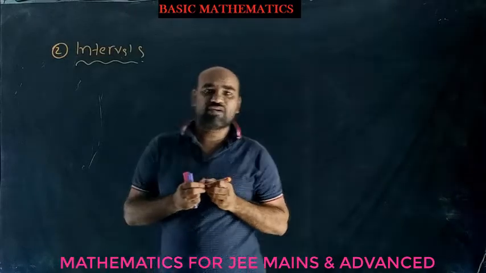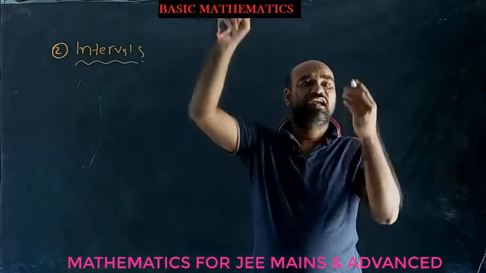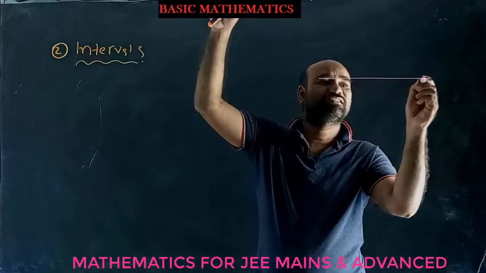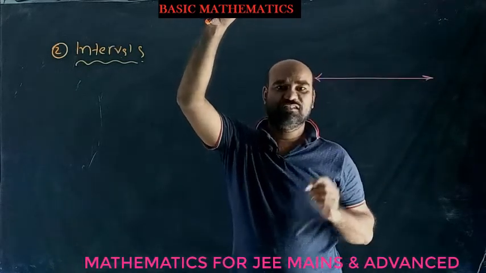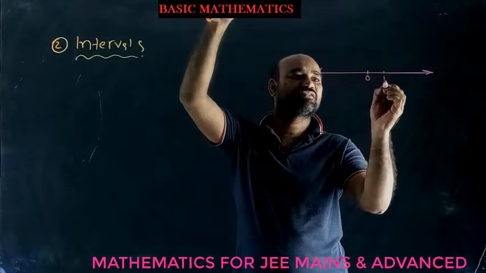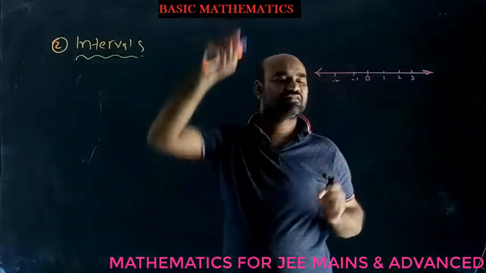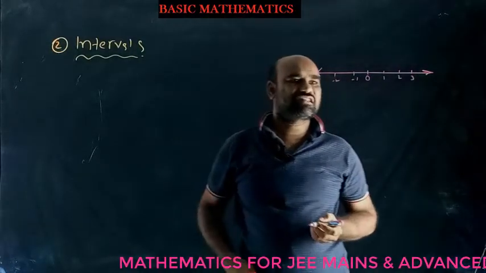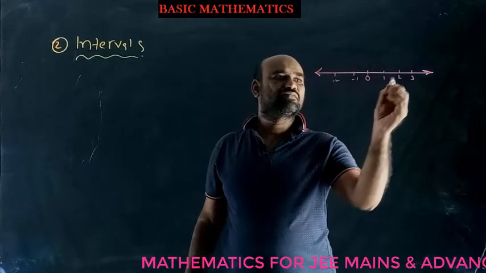Before that, first of all, I want to explain what is meant by the real number line. A directed line containing real numbers. This is a straight line containing real numbers. All real numbers are there on this line. For example, we want to identify where 2 is here.